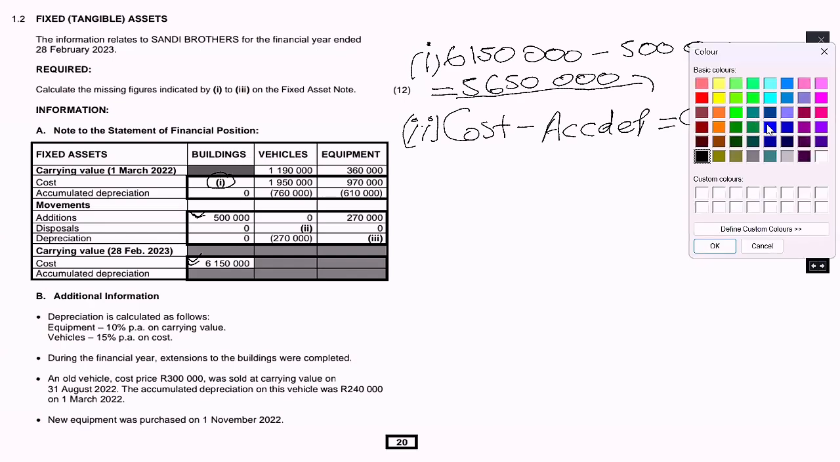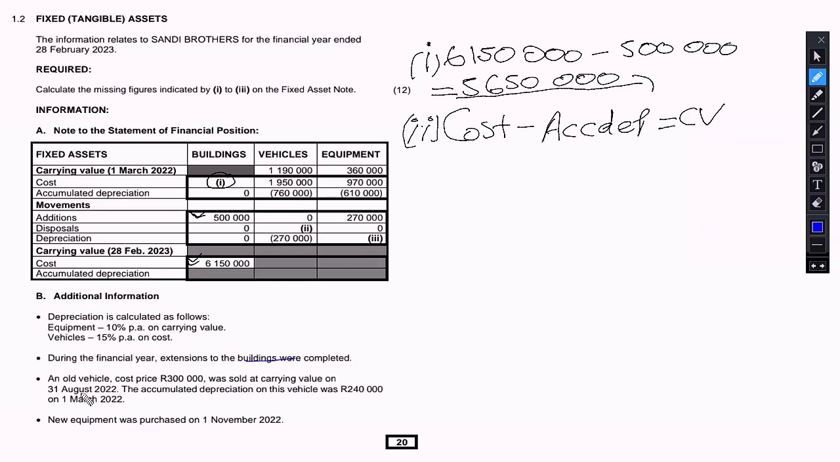So we have additional information here, bullet number 3, right? An old vehicle with a cost price amounting to 300,000 was sold at carrying value on 31st August 2022. However, the accumulated depreciation on this vehicle amounted to 240,000 on 1st March 2022.